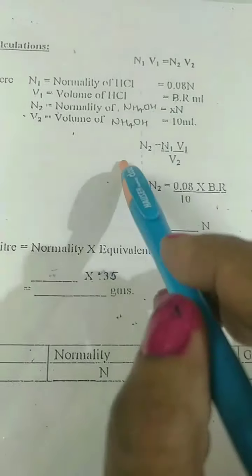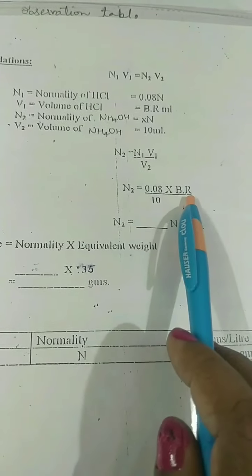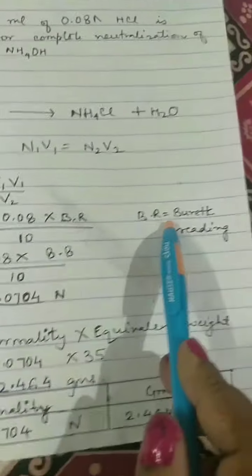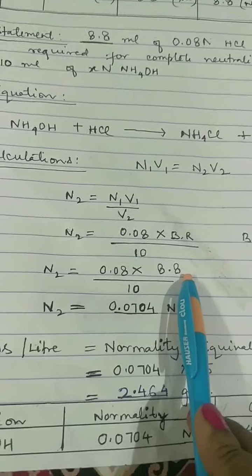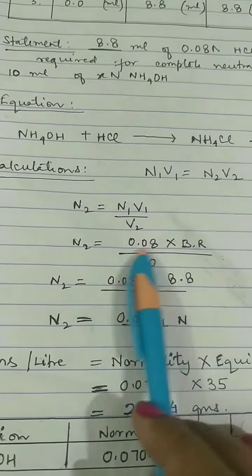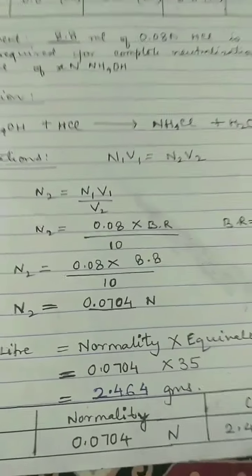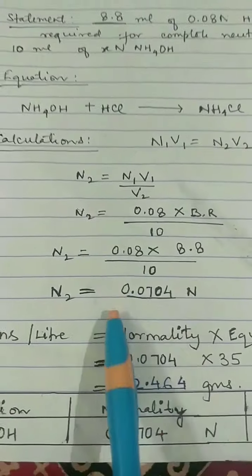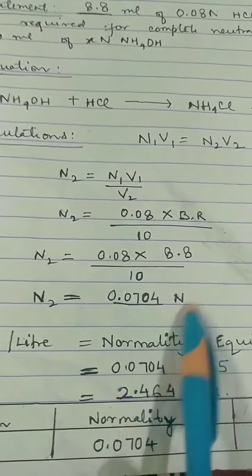Then we will use this formula, N2 equals N1V1 divided by V2. So in place of Br we will write 8.8 here. So we will calculate this, then we will get N2. So what was N2? N2 is normality of NH4OH, which was unknown. By this calculation you will get 0.0704 normal. So this is our first result.